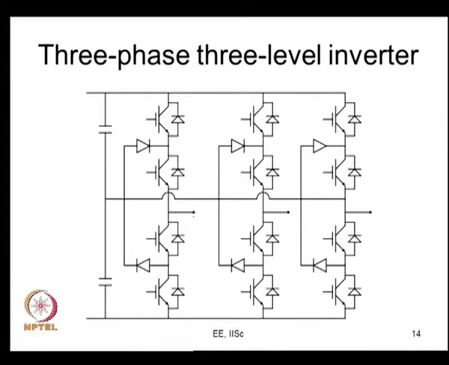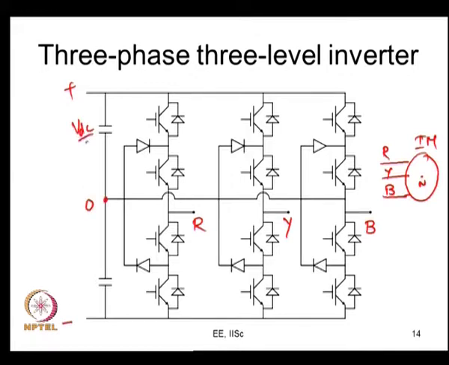So, let me quickly indicate the important terminals we will have. So, these are R, Y and B terminals. These are the terminals of the load. You can probably assume that an induction motor R, Y, B is connected here and it has some midpoint neutral which is not connected anywhere. Okay. Alright. So, this is positive terminal, this is negative terminal and this is 0, and you have VDC by 2 and you have another VDC by 2 with this polarity.